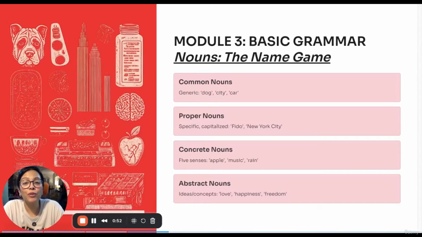Hi everyone. Today we are going to delve into basic grammar. It is important for you to know basic grammar so that your sentence constructions are better. Learning basic grammar is absolutely important because grammar is the foundation of language.